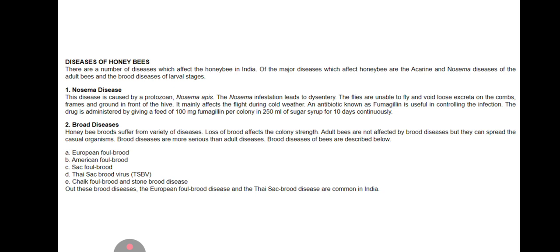Then brood disease, where broods suffer from a variety of diseases. Loss of brood affects the colony strength. Adult bees are not affected by brood disease, but they can spread the causal organism. Brood diseases are more serious than adult diseases. These include European foulbrood, American foulbrood, sacbrood, Thai sacbrood virus, then chalkbrood and stonebrood disease. Out of these, European foulbrood and Thai sacbrood disease are common in India.